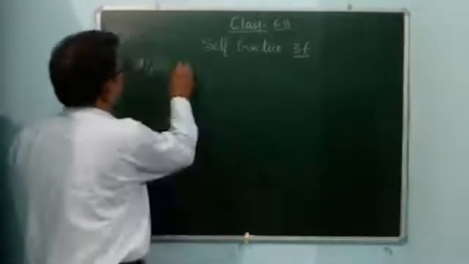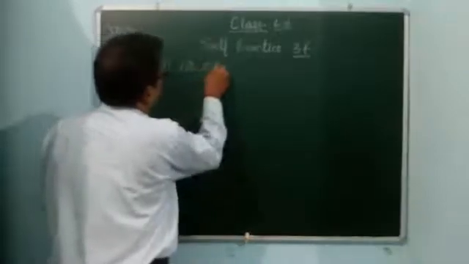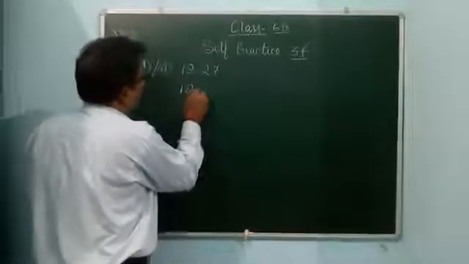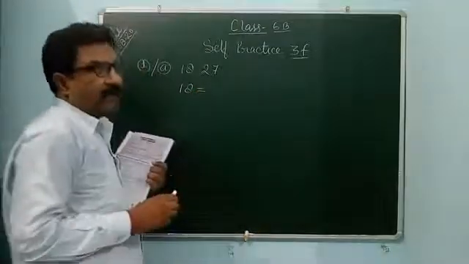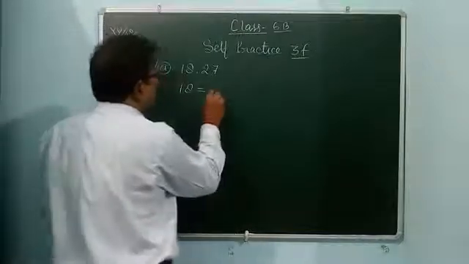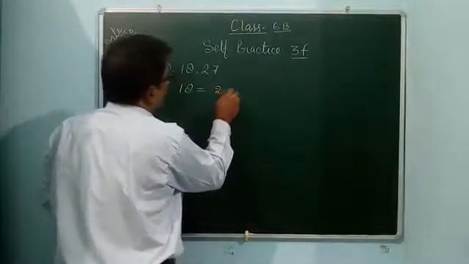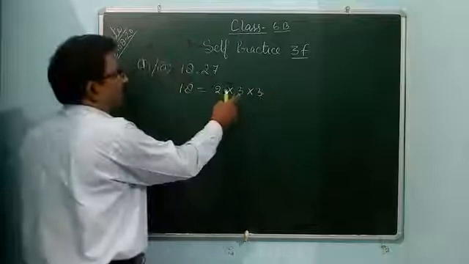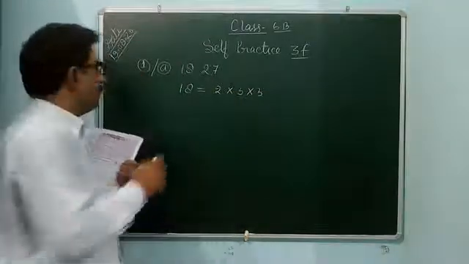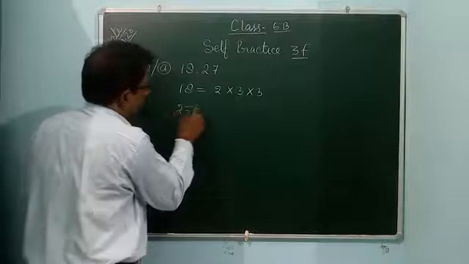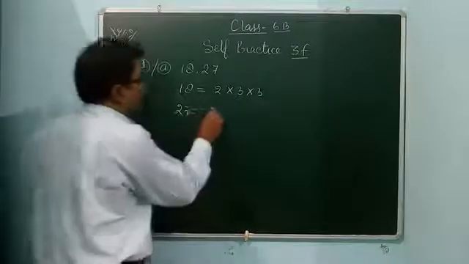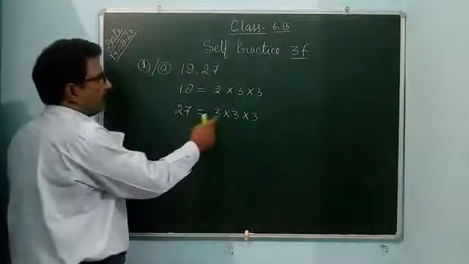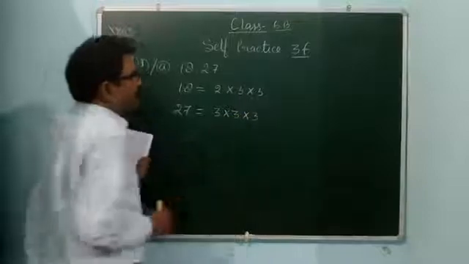See question number 1A: 18 and 27. You use the prime factorization method. For 18, you write the prime factors as 2 into 3 into 3: 2 times 3 is 6, 6 times 3 is 18. For 27, it is 3 into 3 into 3: 3 times 3 is 9, 9 times 3 is 27.